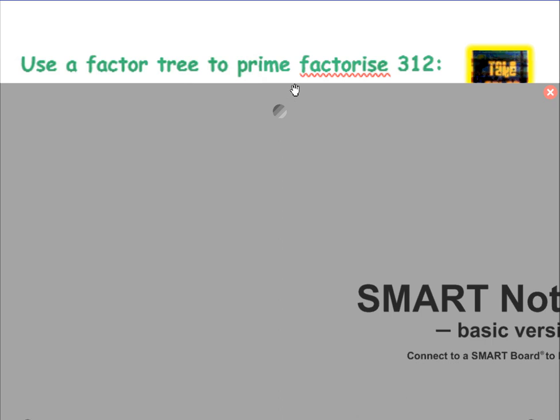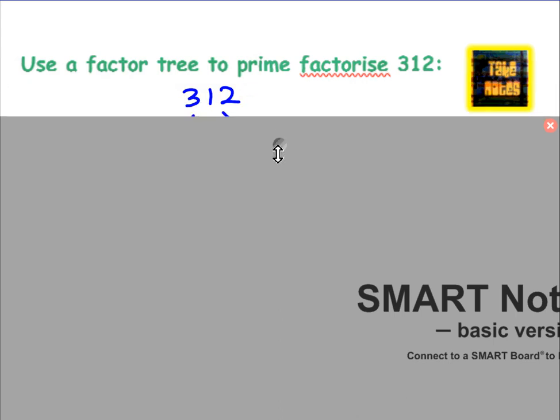Use a factor tree to prime factorize 312. So if it's even, I go straight into dividing it by 2. It is a multiple of 3 as well, because 3 plus 1 plus 2 is 6. It's also divisible by 4, it turns out. But I tend to go, if it's divisible by 2, that's a really easy thing to split it into.